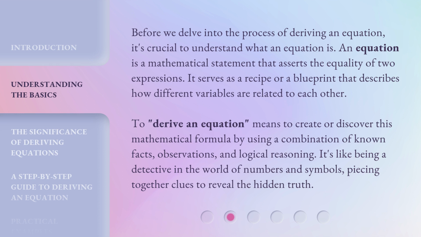Before we delve into the process of deriving an equation, it's crucial to understand what an equation is. An equation is a mathematical statement that asserts the equality of two expressions. It serves as a recipe or a blueprint that describes how different variables are related to each other. To derive an equation means to create or discover this mathematical formula by using a combination of known facts, observations, and logical reasoning. It's like being a detective in the world of numbers and symbols, piecing together clues to reveal the hidden truth.